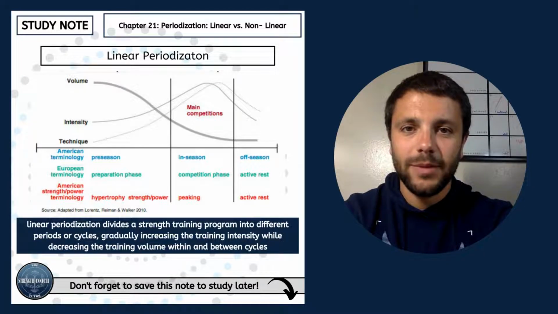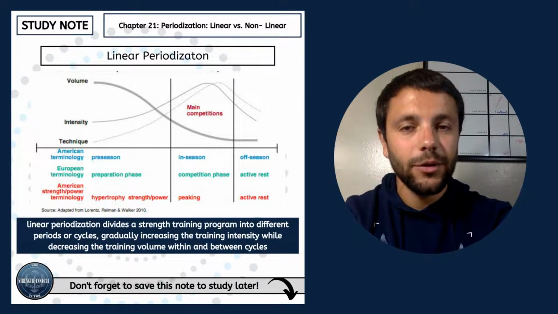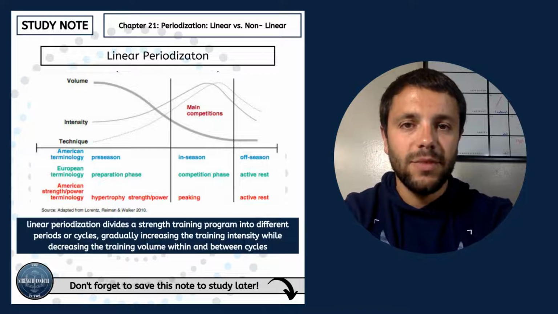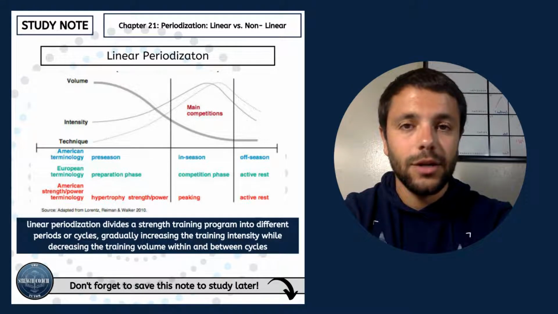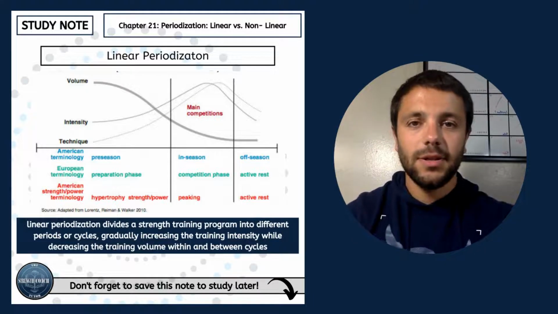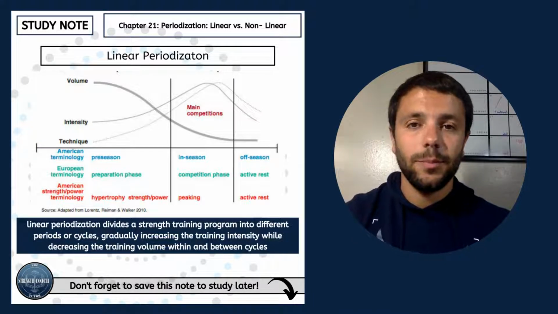Today we are going to talk about periodization. We're going to start off with linear periodization, talk about macro, meso, and microcycles, and then transition into nonlinear or undulating periodization. So let's go ahead and get started with linear periodization.